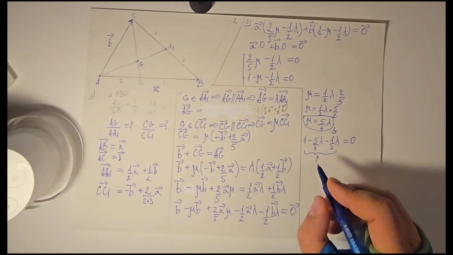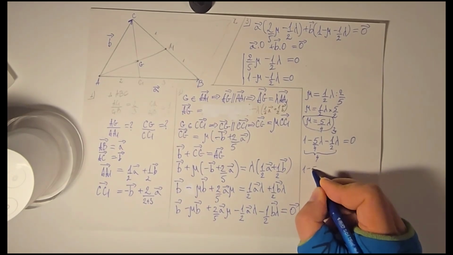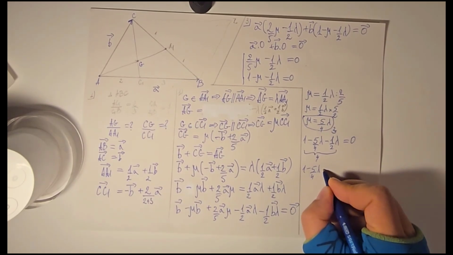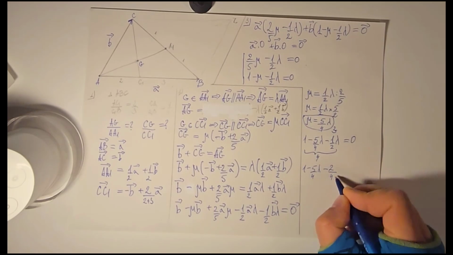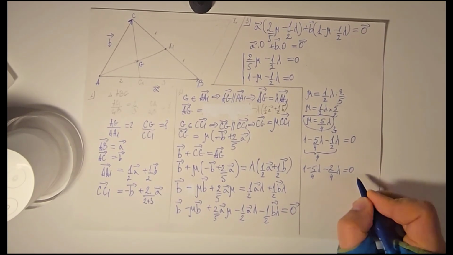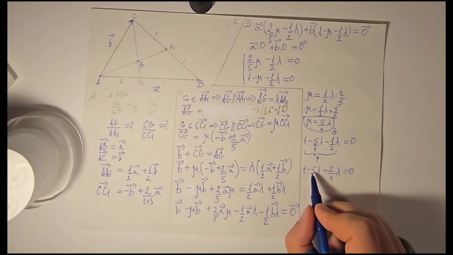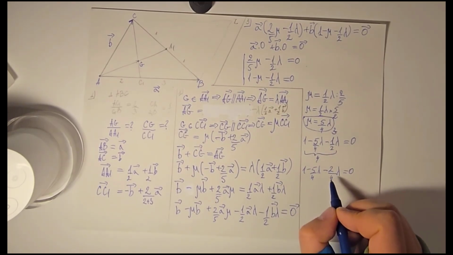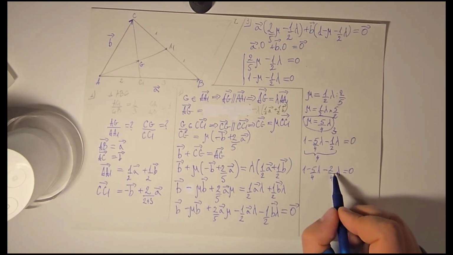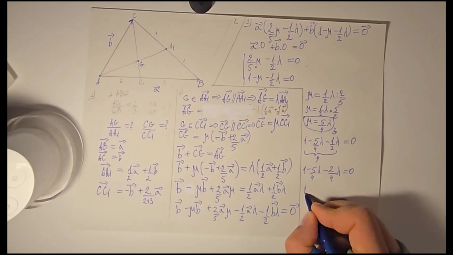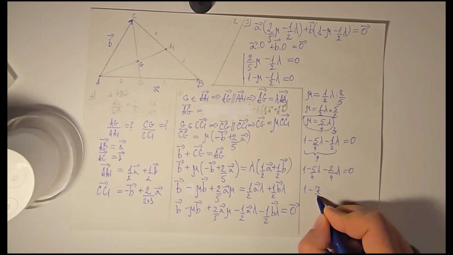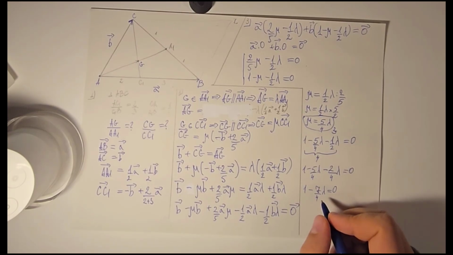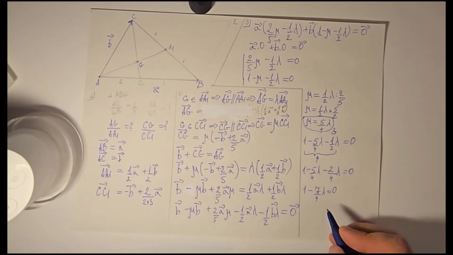So we have 1 minus 5/4 lambda minus 2/4 lambda equals 0. I'll leave this one. So minus 5/4 minus 2/4 should be 5 and 2, 7/4. So we have 1 minus 7/4 lambda equals 0, and from here lambda should be 4/7.